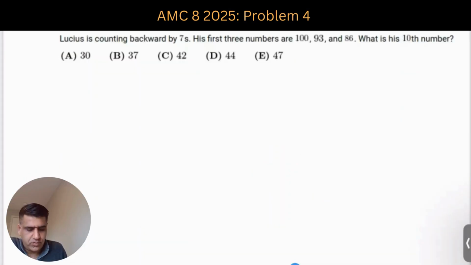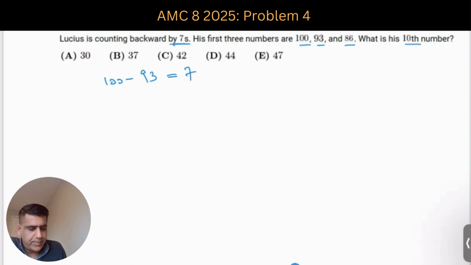Let's solve problem 4. In this problem, someone is counting backward by 7s. His first 3 numbers are 100, 93, and 86. What is his 10th number? So if we see the pattern of the numbers, we can see that they're decreasing and the decrease is constant. As we can see, 100 minus 93 is 7, and similarly if we take the next one, we will get 7.